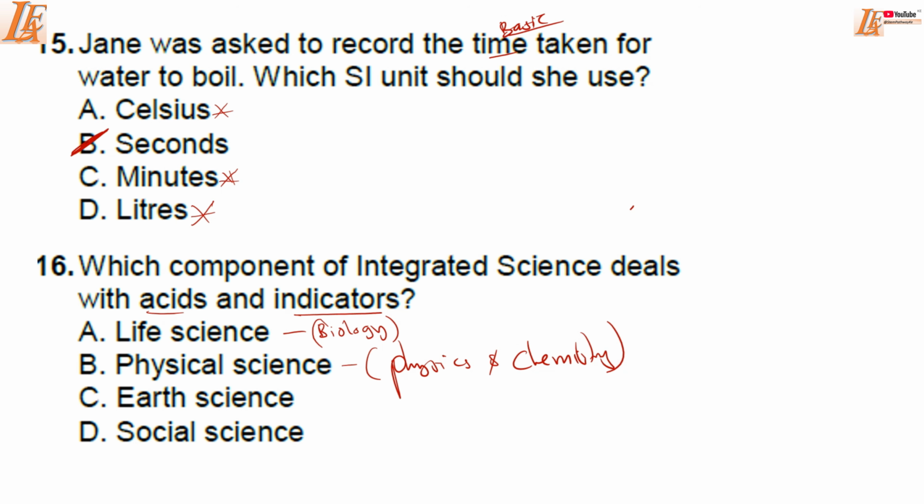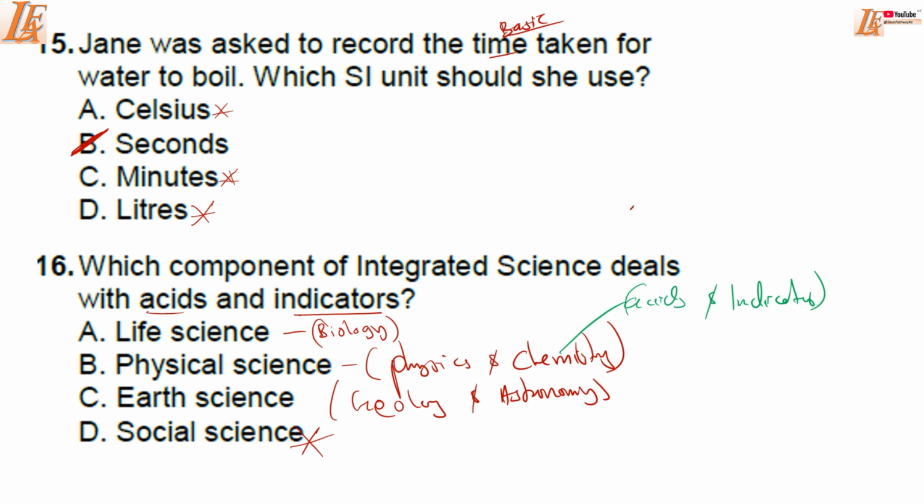Then the third component of integrated science is earth science, where we deal with geology and astronomy. So these are the three main components of integrated science. Social science is not part of a component of integrated science. Now, where does acid and indicators lie? Acids and indicators are under chemistry. This is where we study acids and indicators. Therefore, the component of integrated science that deals with acids and indicators is physical science, which is B.